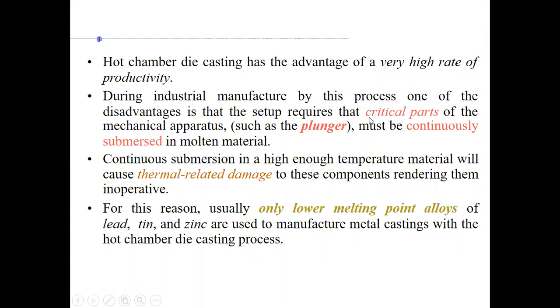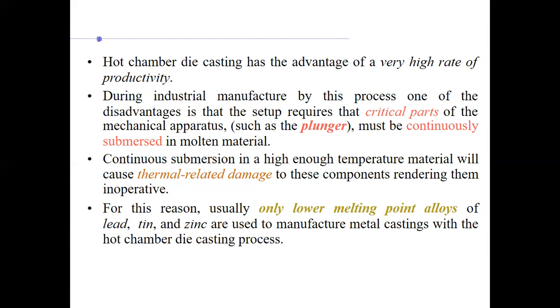molten metal. Continuous submersion at a high enough temperature will cause thermal related damage, isn't it? Not just expansion because of the temperature increase, but damage because of prolonged temperature, that it stays at that temperature for a long time, right? So it causes that damage, right, rendering them inoperative. So that affects their service life.